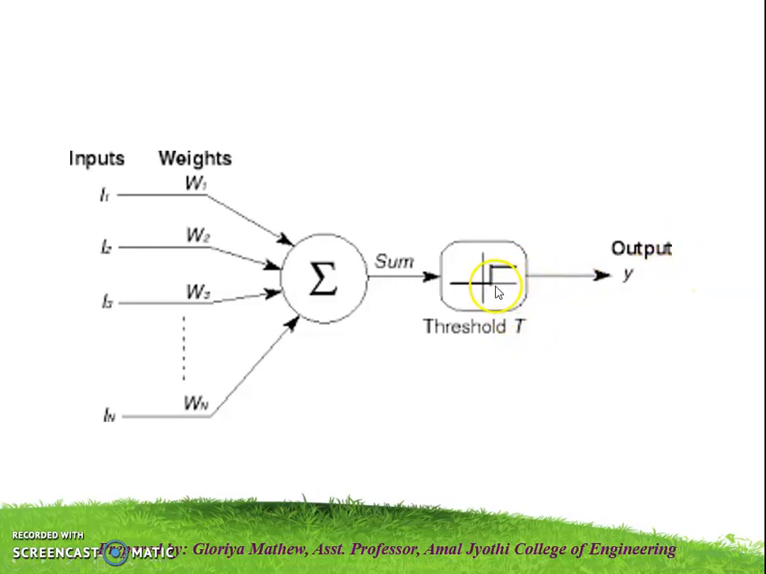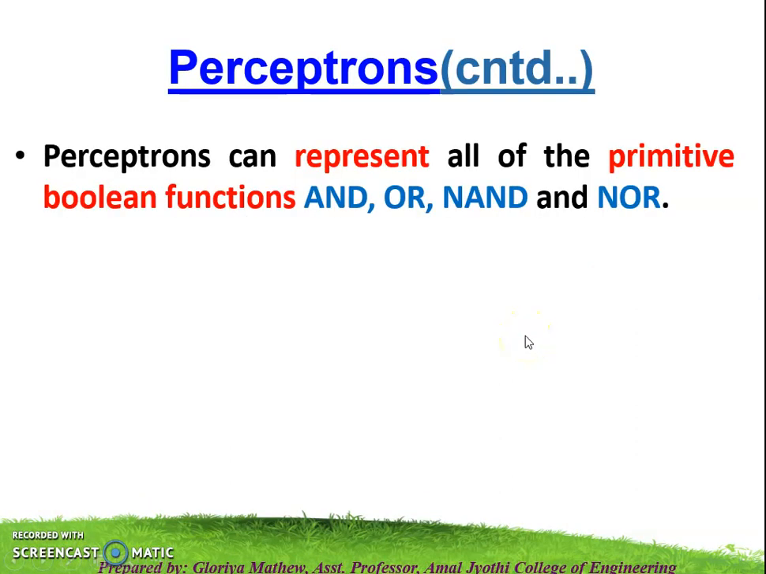The neuron will pass the output signal to the next neuron only if it reaches the threshold value. A perceptron can represent all of the primitive Boolean functions like AND, OR, NAND, and NOR. This is all about the perceptron. Thank you.